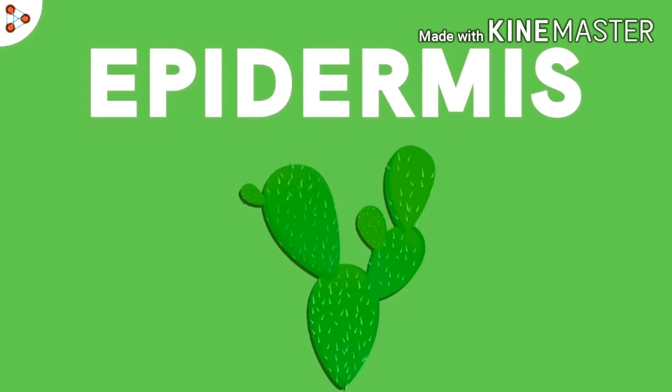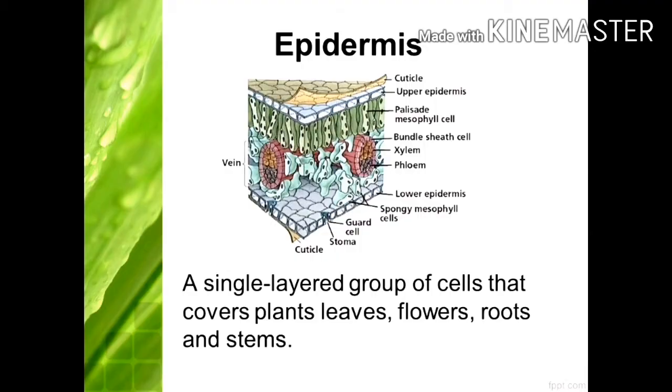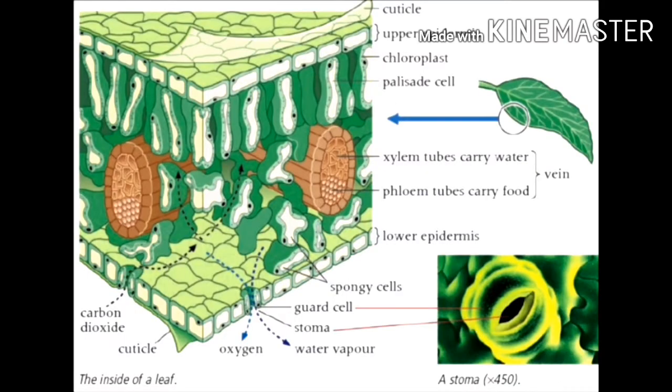And cells of epidermis are elongated and flattened, and they do not contain any intercellular space between them. And the main function of epidermis is to protect the plant body from desiccation and infection. What is desiccation? Removal of moisture. And cuticle of epidermis helps to reduce water loss by evaporation from the plant surface. Cuticle is present in leaves, the outermost covering of leaves. So it prevents water loss.